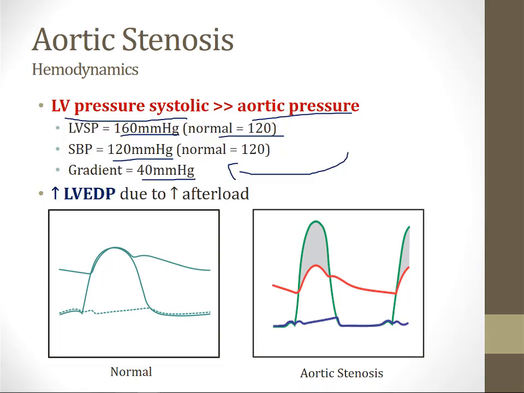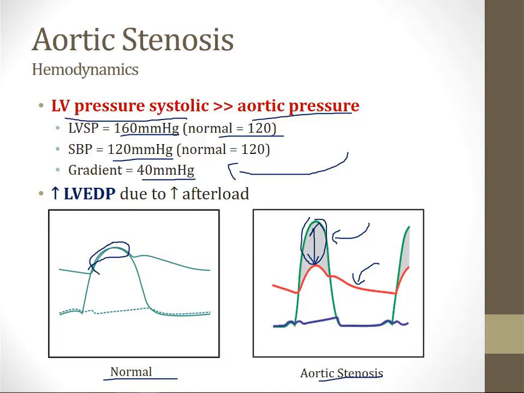And in the video on Wigger's diagram, I talk about the Wigger's diagram for aortic stenosis. And by way of brief review, on the left side at the bottom of the screen is a normal Wigger's diagram. And you can see that the aortic and left ventricular pressure curves are right on top of each other. But in aortic stenosis, there's this large gradient in pressure difference. There's a big pressure difference between the aortic pressure, which is the red line here, and the left ventricular pressure, the green line here. And this pressure difference is caused by aortic stenosis.